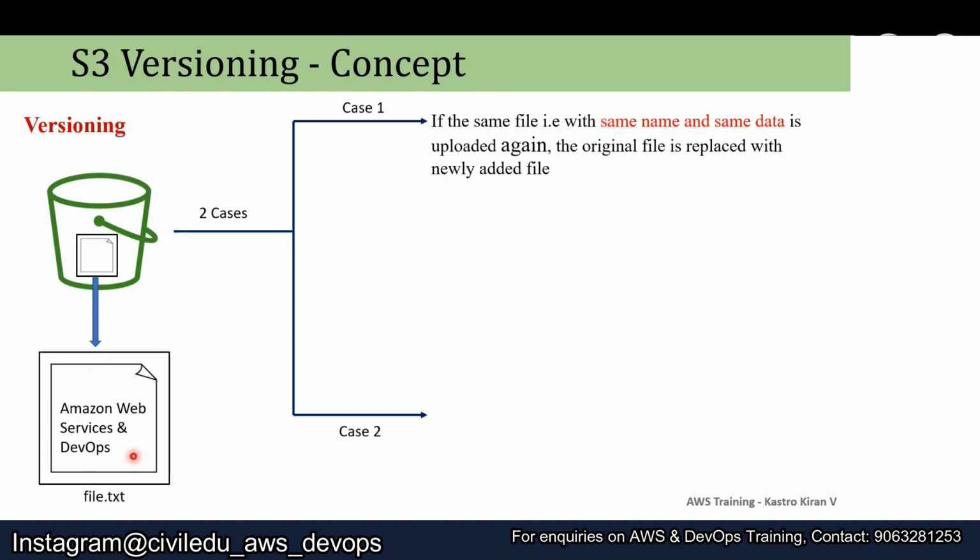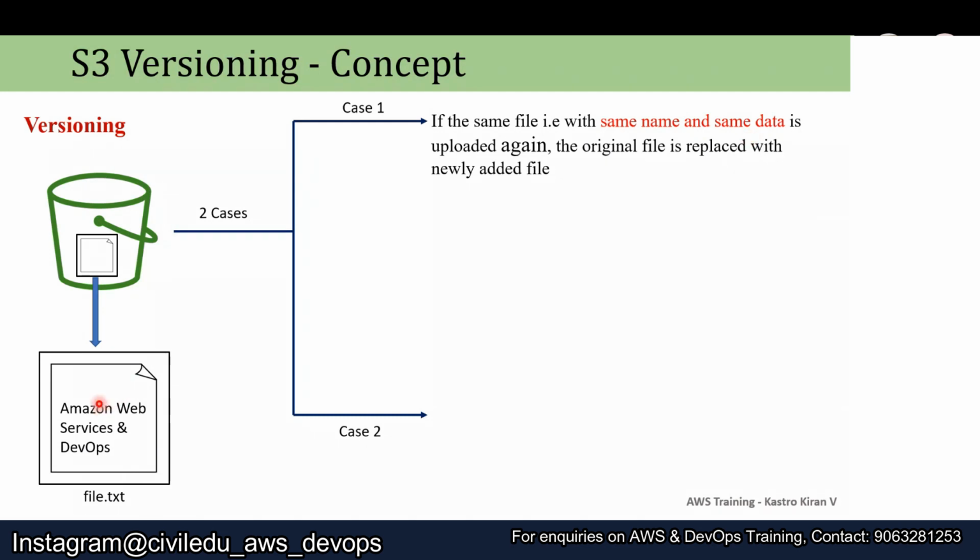Why is it getting deleted? Because we are uploading one more time with the same name. Okay, with the same name called file.txt and with the same content called Amazon Web Services and DevOps. When you upload any file with the same name and same data, that file will replace the old file. Whatever the already existing file that is available, that file will get replaced with the latest added file or newly added file. Now, what will happen in this case? In this case, the old file is getting deleted.